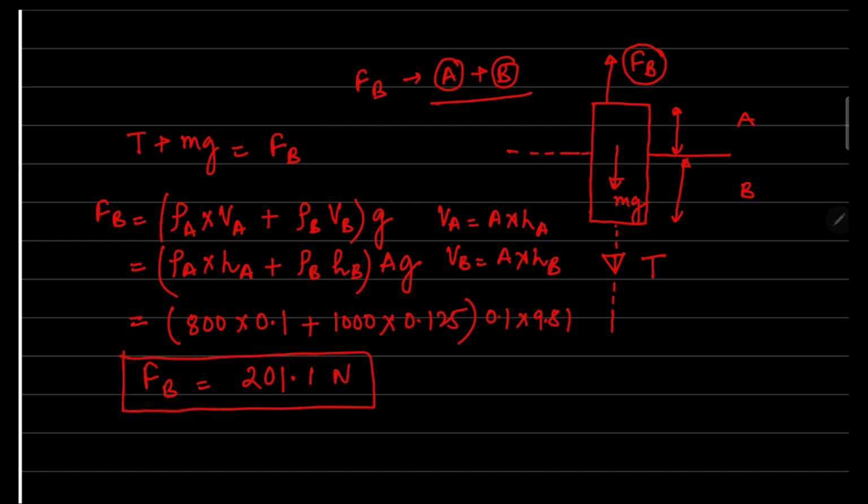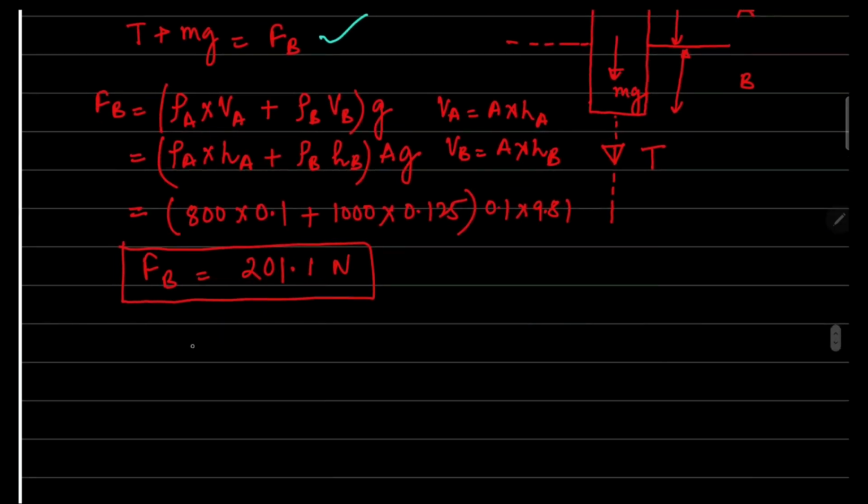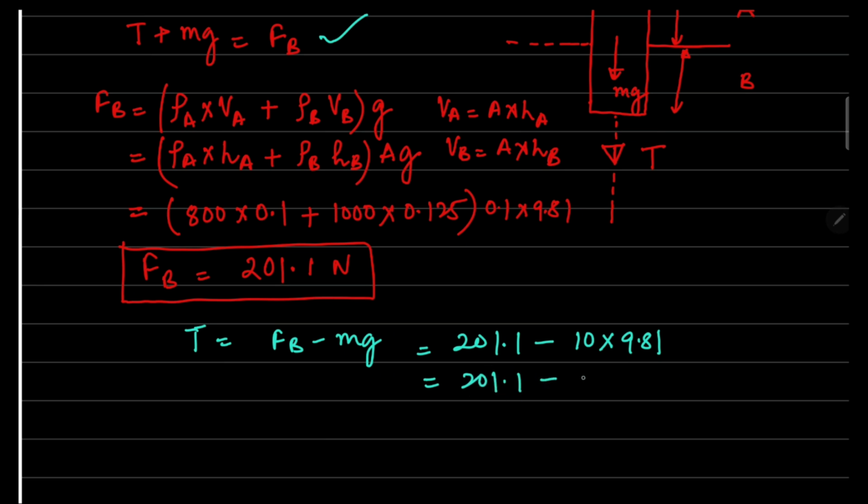Using this particular equation, the next thing we have to do is T is equal to FB minus mg. So that is 201.1 minus m, that is your 10 kg, multiplied by G, that is 9.81. So this value will be 201.1 minus 98.1. So the answer comes out to be 103 Newton. So the tension in this string is 103 Newton.